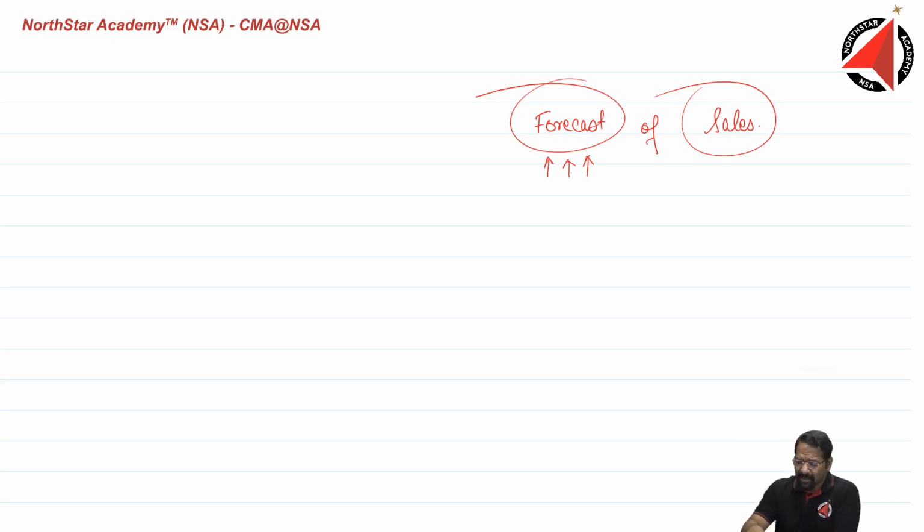You will ask me, sir, why are we using the word forecast? Why are we not using the words budget sales? Remember, budget can be done for things which I know with a certain degree of precision. Forecasting is a very complex exercise because it depends a lot on market factors.